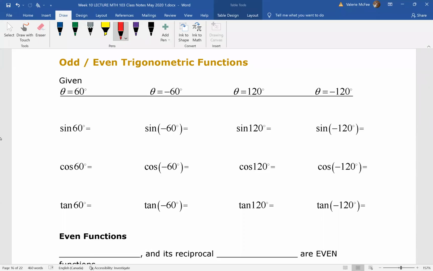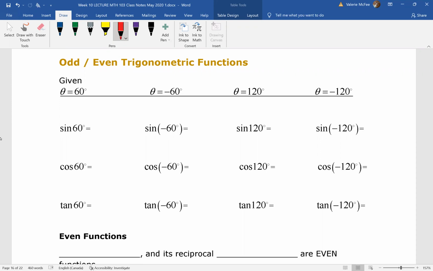Another property of our functions is to determine whether or not they are odd or even. We talked about odd and even functions some time ago when we first talked about polynomial functions. I hope you remember those definitions.